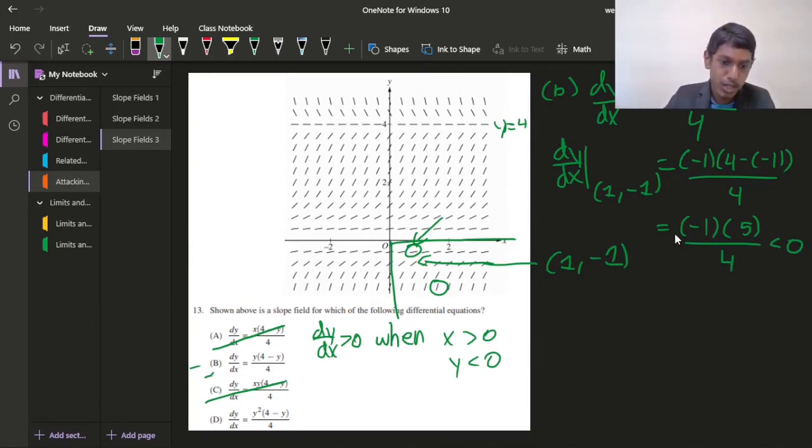Uh-oh, that's not what we want, right? What we want is that dy/dx should be bigger than 0. But here we've just shown that for some point in quadrant 4, it is less than 0. So we eliminate answer choice B, and answer choice D becomes the only candidate here.